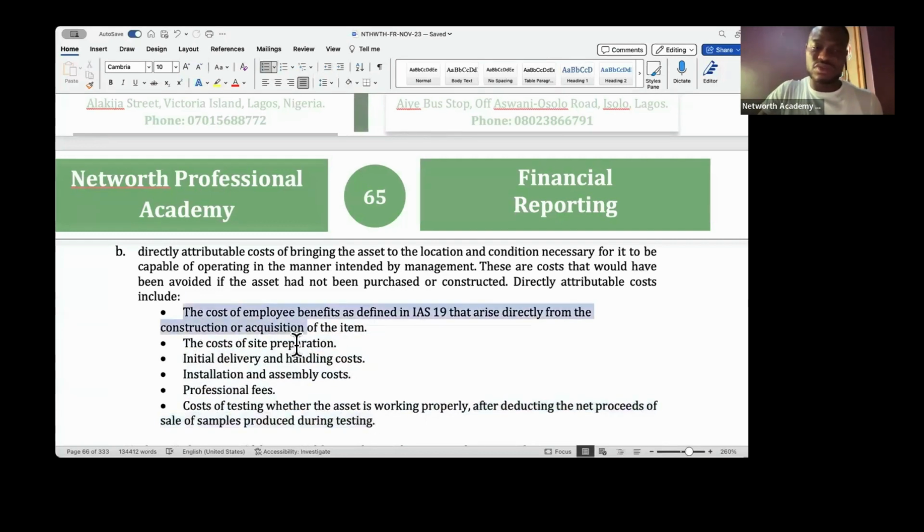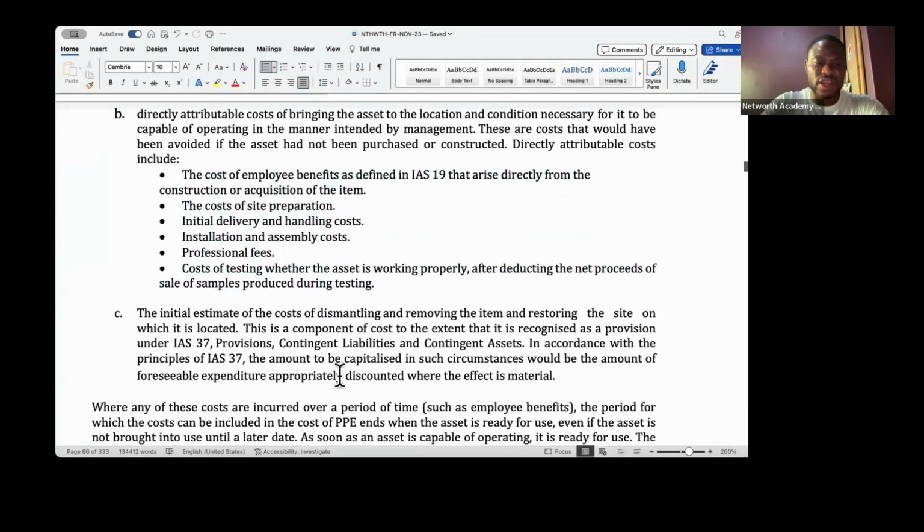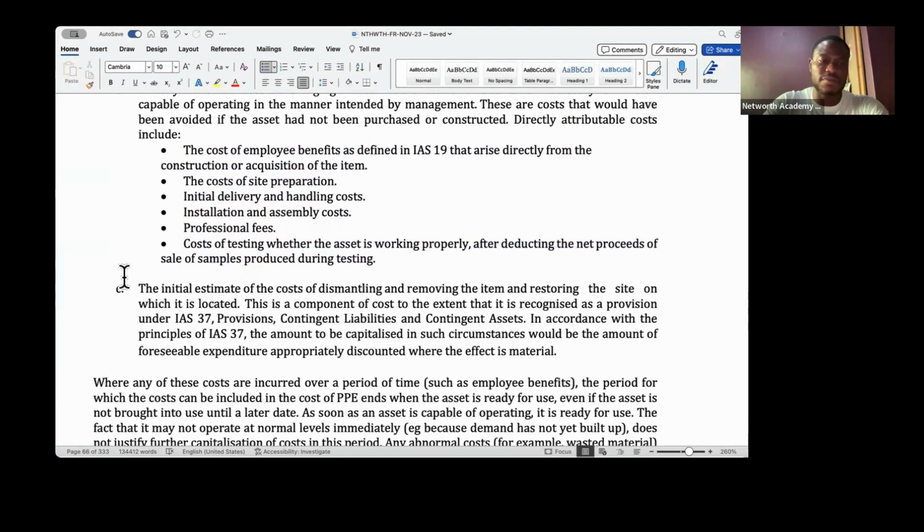I kind of asked you to mention this for 3-4 marks before now. So this is something you have to really know by heart. The next and final one is the initial estimates of the cost of dismantling, removing, and restoring the site on which the asset is located. This should be capitalized, okay?